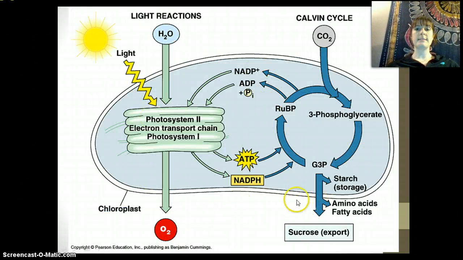So overall, our process allows us to eventually produce glucose, which we could put together to be amino acids, fatty acids, we could change it to be starch, we could eventually get sucrose for export. There can be some additional modifications once we've done this process.